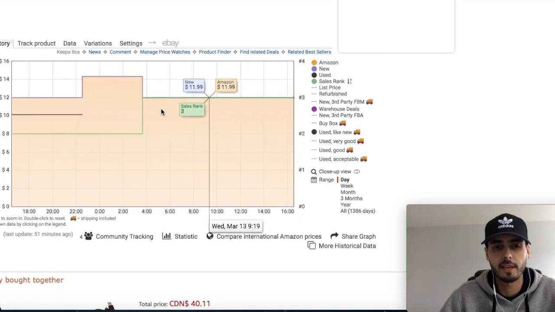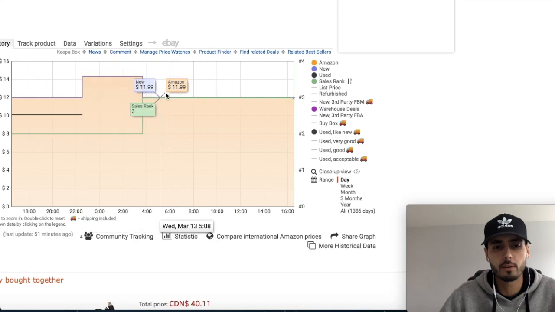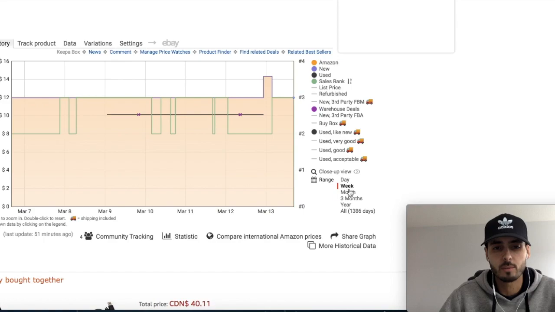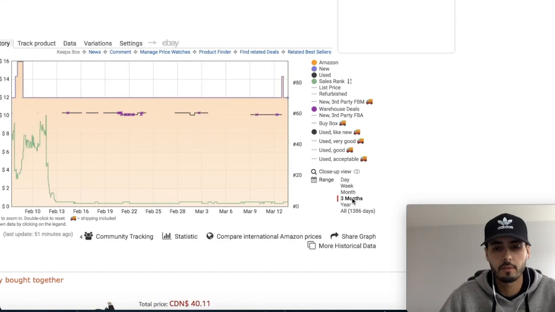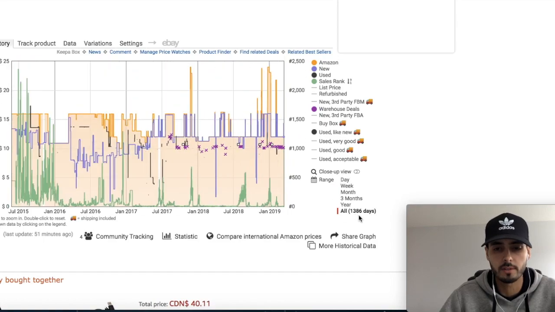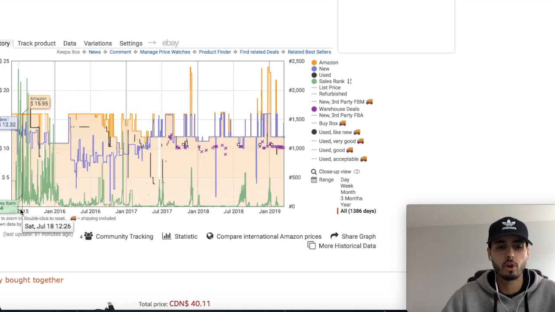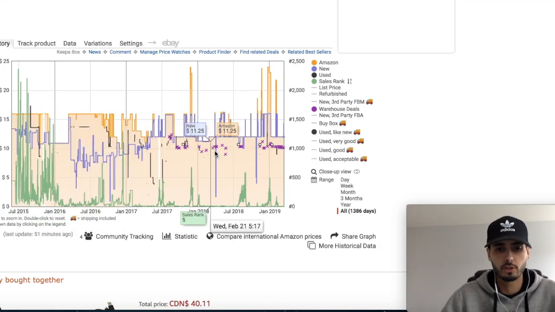See this? So if I click on day, this is all the data that it will show you that it's collected in the last day, today, the last week, the last month, the last 3 months, year, and all time, 1,386 days of data that they've compiled here. So when you zoom out like this on a much longer time frame, it looks crazy.